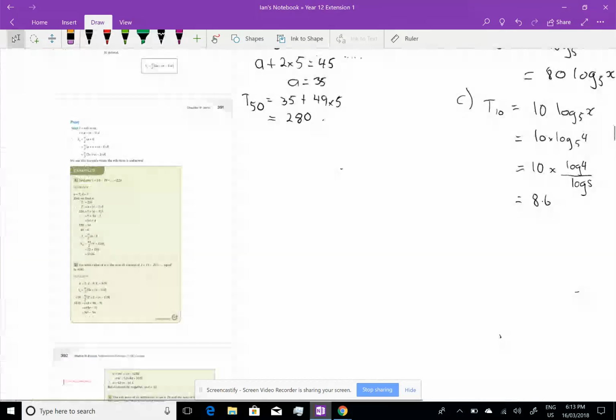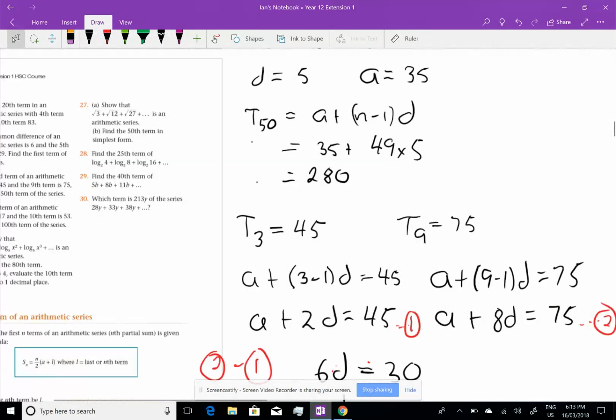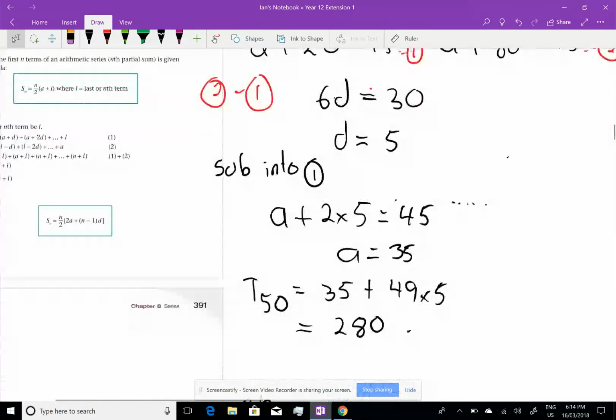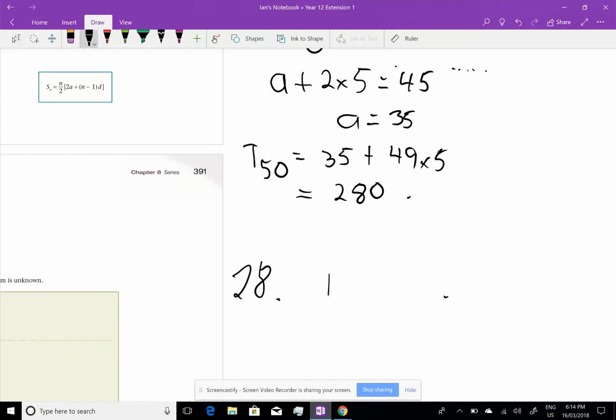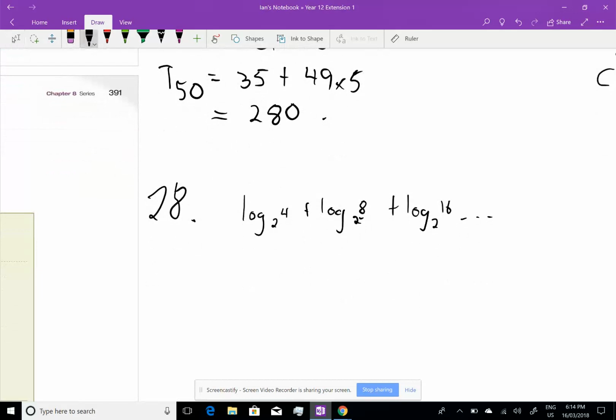Okay, let's have a look at question 28. Now, if you've done 26, you're going to see 28 is exactly the same, except my x is 2. Watch, I'll show you how we get that. So we've got log 2 to the 4 plus log 2 to the 8 plus log 2 to the 16... Now I'm not going to write the nth term yet. I'm just going to play with this a bit.